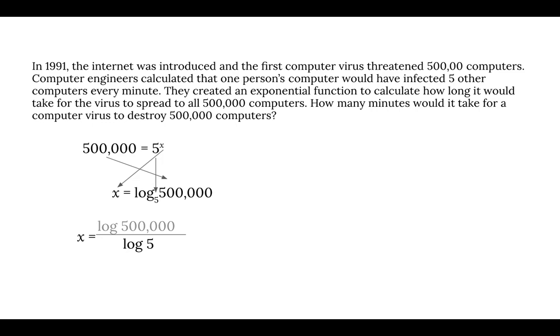So I can type in log of 500,000 and get a rough estimate of 5.7. On the bottom, I can type in log of 5 and hit equals. And again, I'm rounding, but it's somewhere close to 0.7. So I've got a number that I can just divide 5.7 divided by 0.7, and it'll be approximately 8.15 minutes. So it would only take about just a little over 8 minutes to infect 500,000 computers with this computer virus. That shows you how fast things can spread.